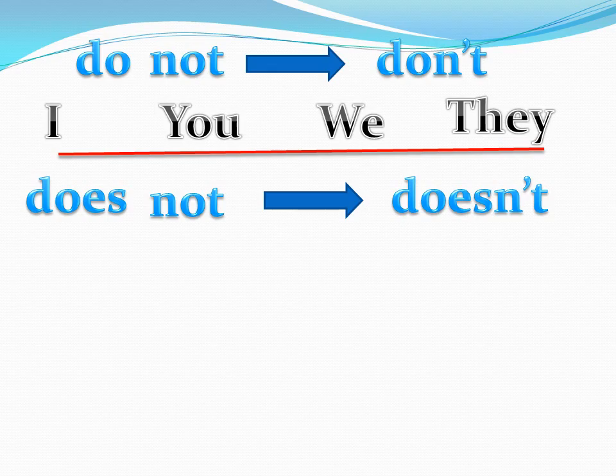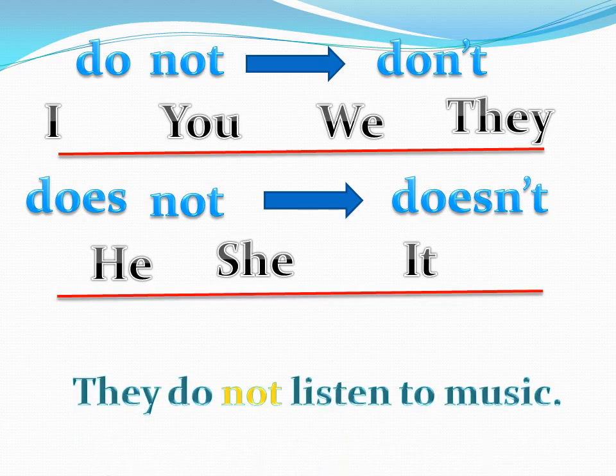We use doesn't with the super students, because does has es, it has sweets: he, she, and it. So our sentence, they always listen to music. If you want to make it negative, if you want to add not to it, it will be they don't listen to music. They don't listen to music or do not listen to music. We can't skip do because not is a baby and we have to carry it. Someone has to carry it.